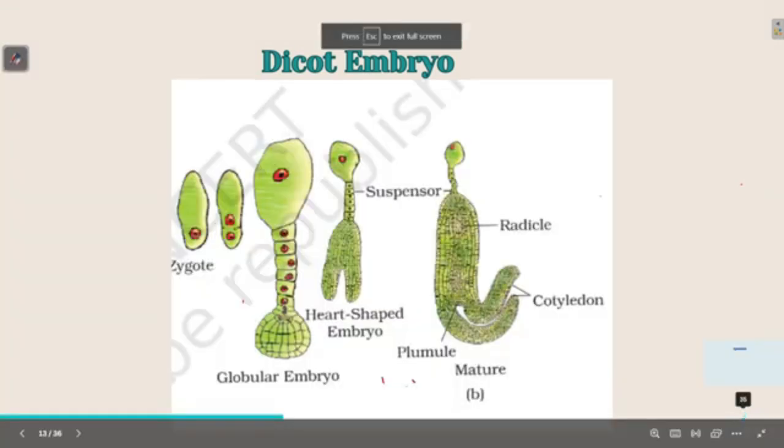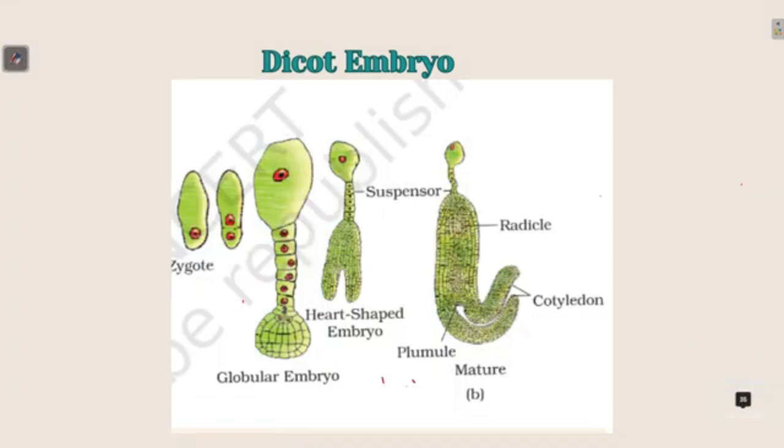This is the figure given in your textbook. The zygote is dividing into two. Suspensor is formed, heart-shaped embryo. The suspensor is there in the top, and heart-shaped embryo is developing into the mature embryo with the radicle and plumule and with two cotyledons. So this is how the dicot embryo is formed.